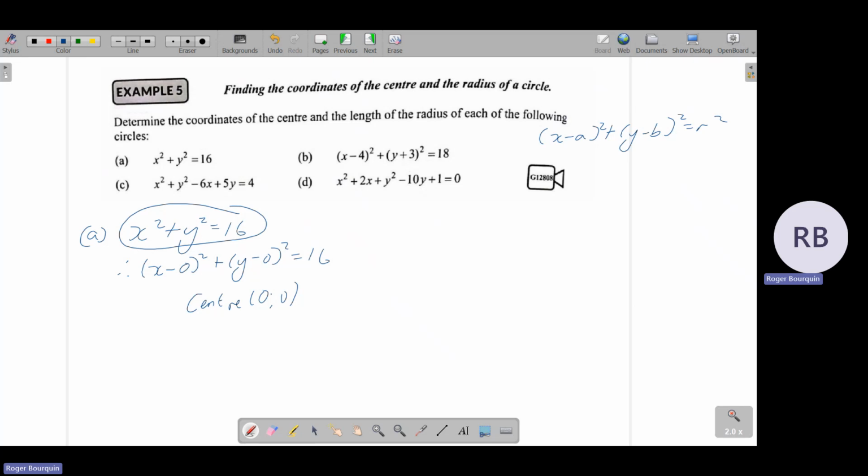I wouldn't have done that next step. I would have just said the center is 0, 0.